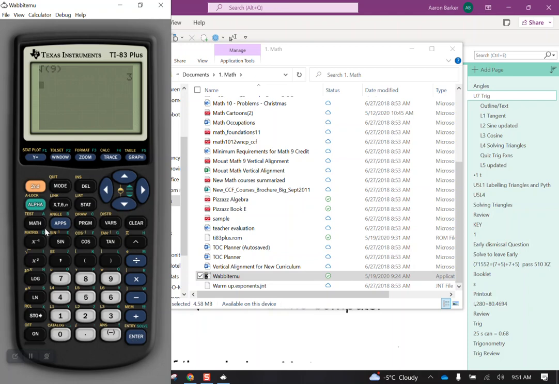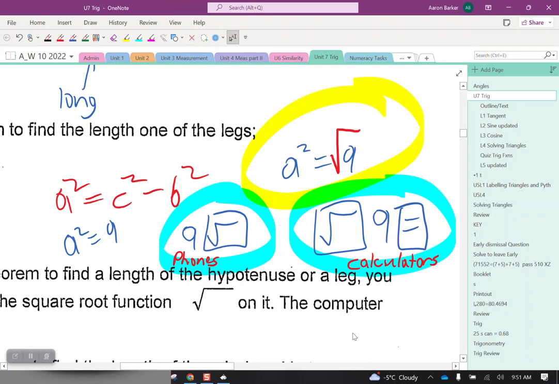So if you actually see that little symbol on your screen like this, you have to enter this button first and then 9. That's how you know. Most phones are not like this. Only a few, like the brand new Androids, are. Okay. Everyone practice that now? Anyone not get 3 as your answer?